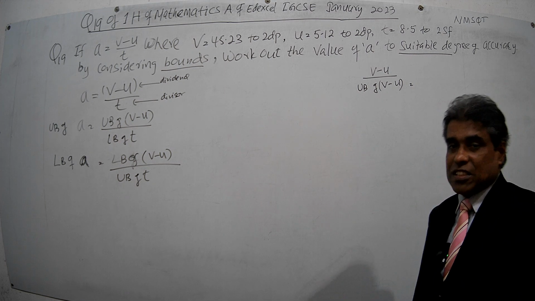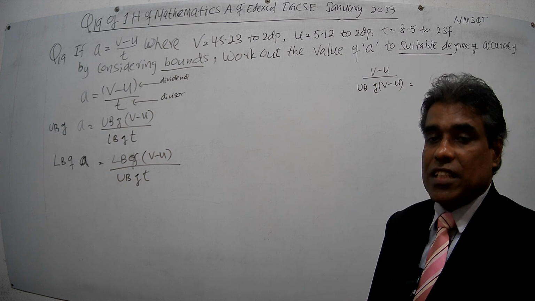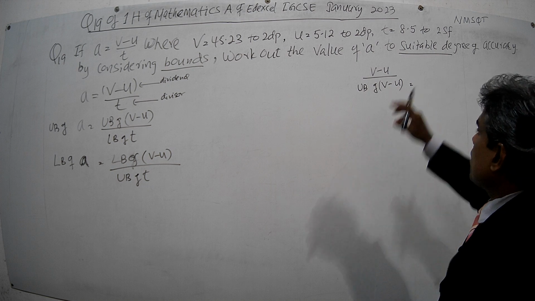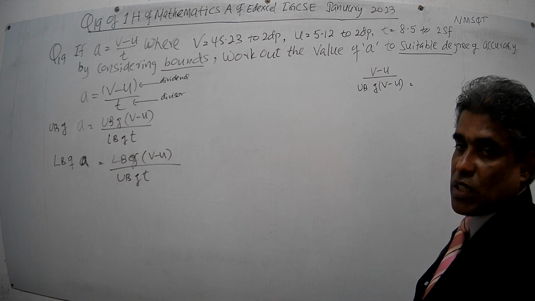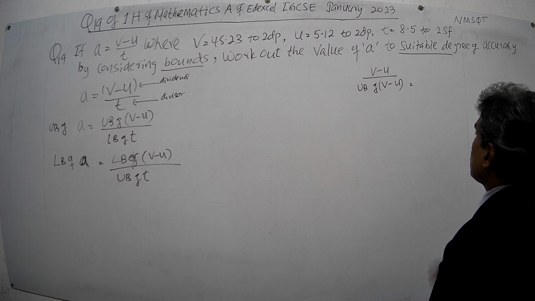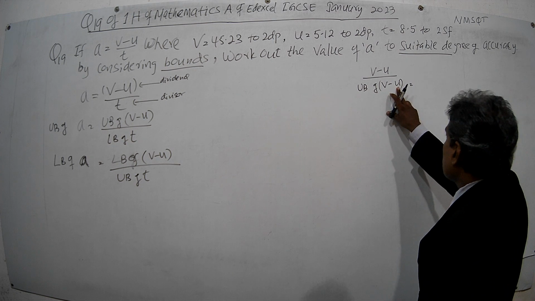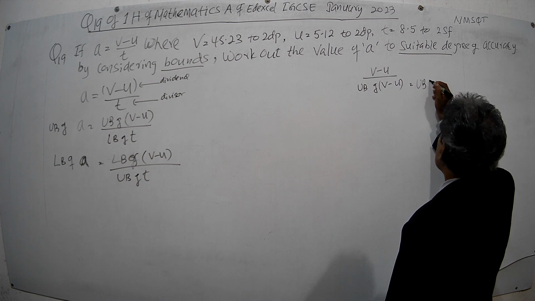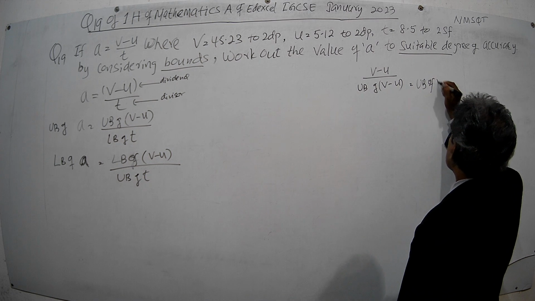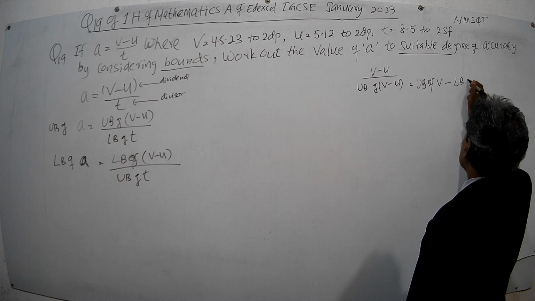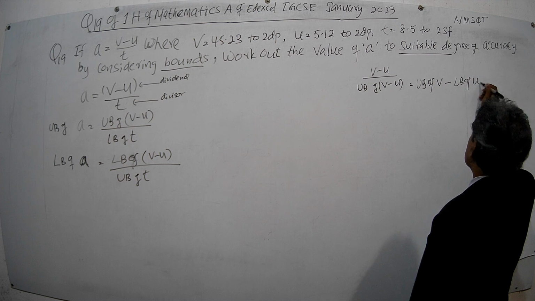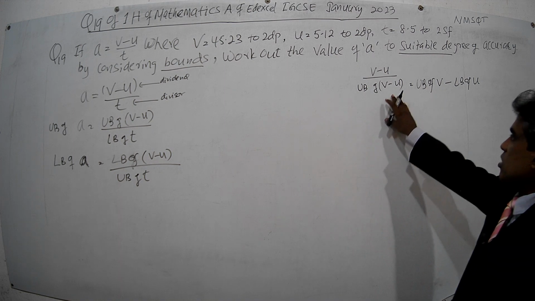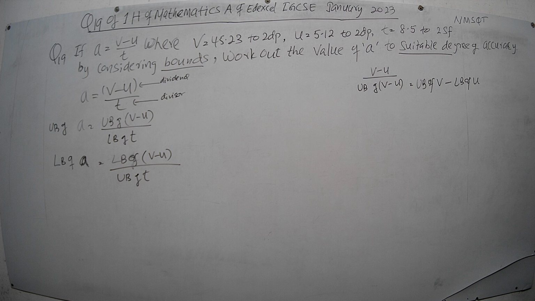How do you find the upper bound? What is the formula that we learned to find the upper bound of the difference of two terms? The upper bound of the difference of two terms is equal to the upper bound of the larger value minus the lower bound of the smaller value. Then you write upper bound of this v minus lower bound of what? This u. That is how we find the upper bound of v minus u.